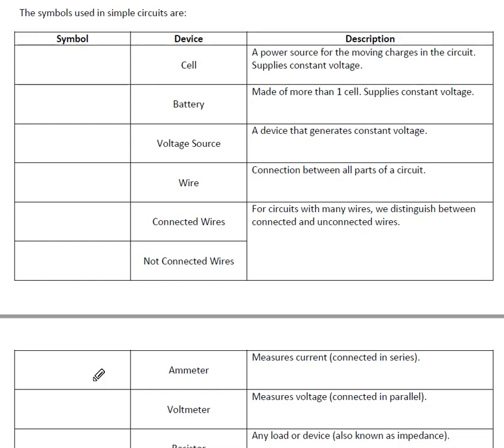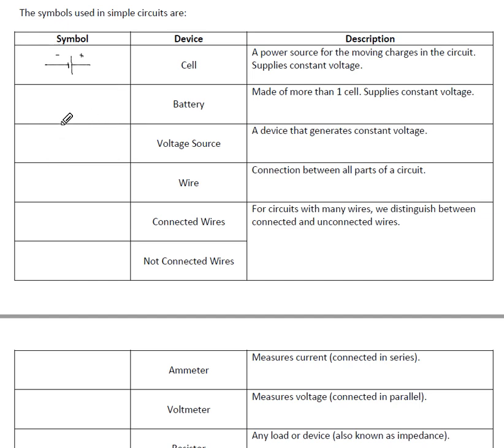Let's just make sure we know the different symbols that we'll encounter. So here's a cell. A cell is represented by a little line, big line, like so. There's a space between, and we have our wire going to the left and right.